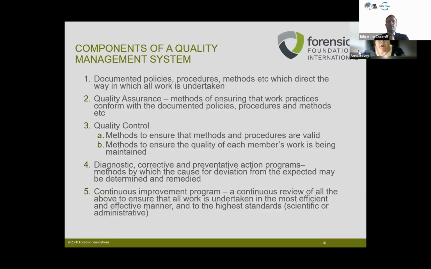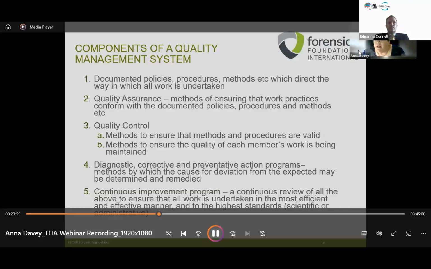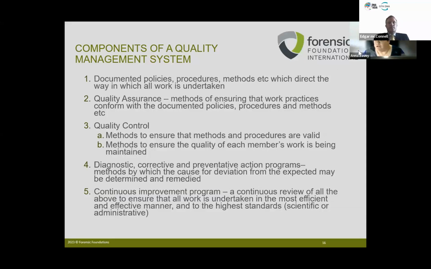And then, of course, there are continuous improvement programs, a continuous review of all of the things we've talked about above, to ensure that all work is undertaken in the most efficient and effective manner and to the highest standards. So what's the next thing that's happening in terms of the research? Where could we be going? How can we improve things? Is there another set of loci we should be looking at? Is there a different instrument? Can we do something differently to improve what we're actually producing? So that's a continuous improvement program.